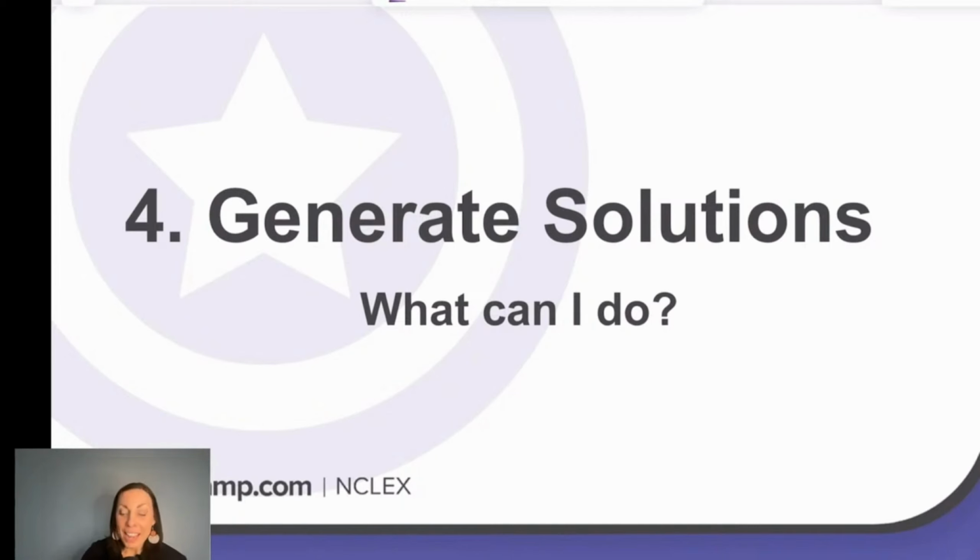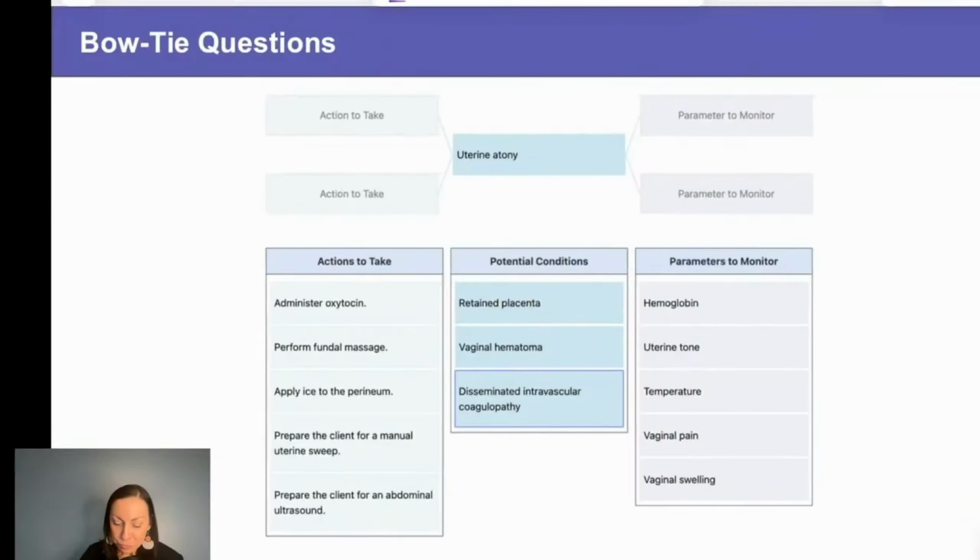All right, so next we get to generate solutions. So this is where we decide, what can I do? What am I going to do about this? Okay, so we have all these actions to take, and remember that we might do all of these for any client, but we have to find the two that are most likely and going to help with our uterine atony.